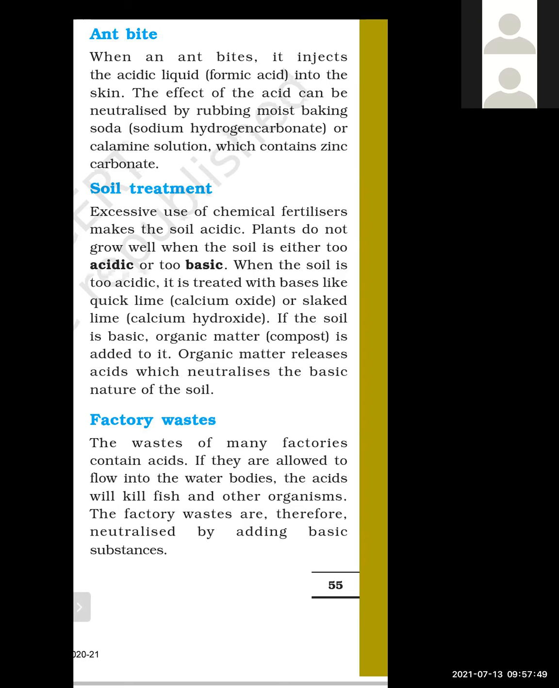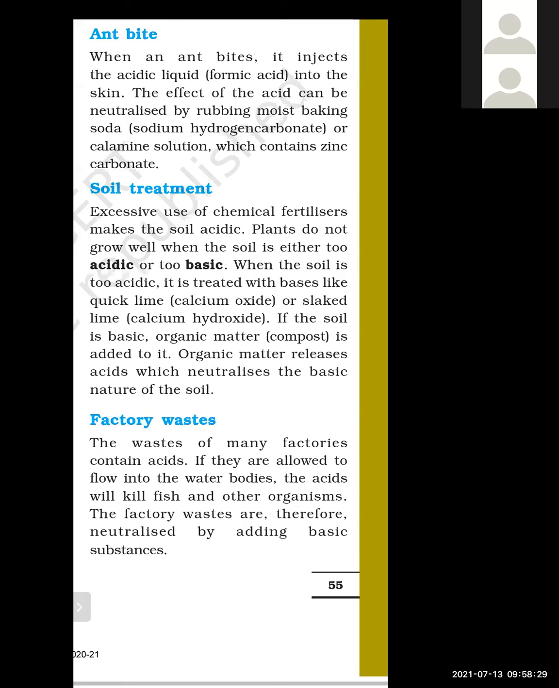So before releasing that contaminated water into the river, into the soil, into the pond or lake, we have to treat this waste, whether it is a solid waste or a liquid waste. How will we treat this waste? In the same way as we have treated the soil. If that waste is too acidic, we will add some basic substance to neutralize the effect of the acid. If the factory waste is too basic, we will add some acidic substance to neutralize the effect of the base.